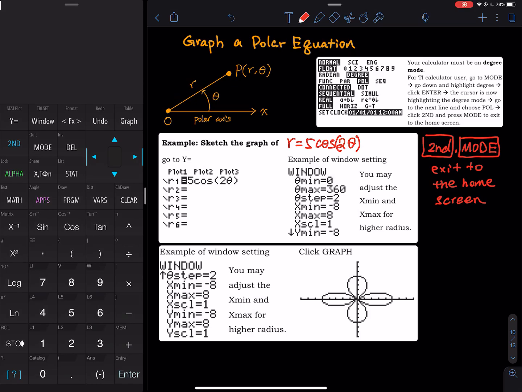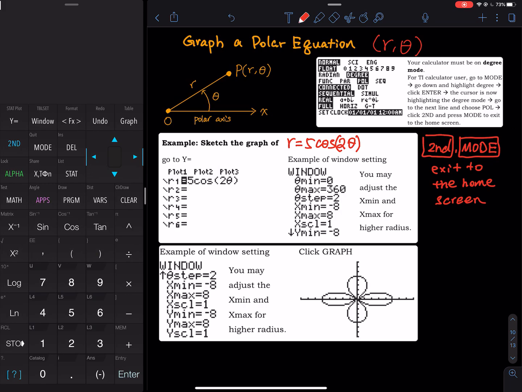In this video, I will show you how to graph a polar equation using a calculator and using table values. So first of all, to graph the polar coordinate, we have (r, theta), right? r is the directed distance and theta is the directed angle. So let's say I want to graph r equals 5 times cosine of 2 theta.